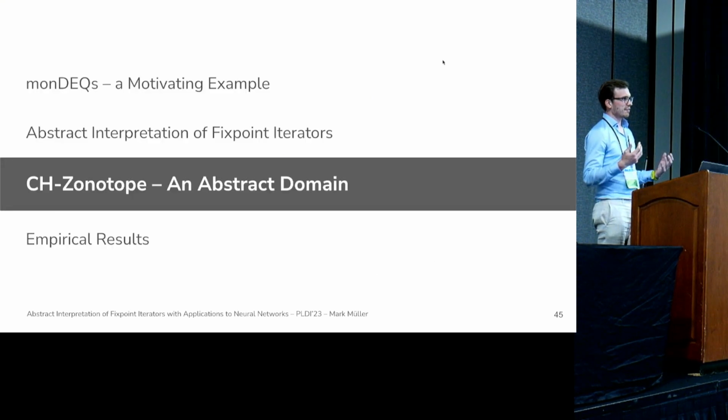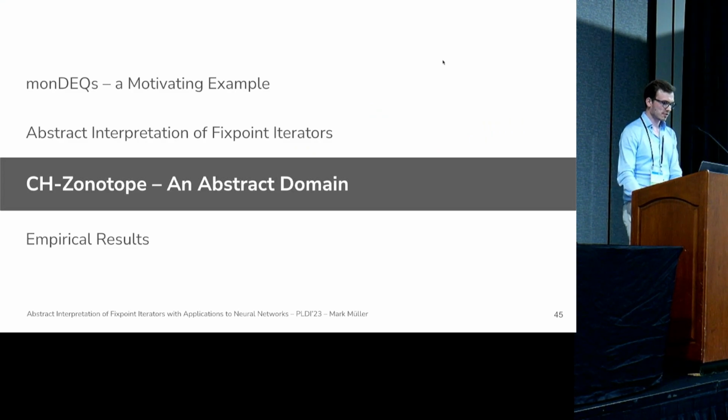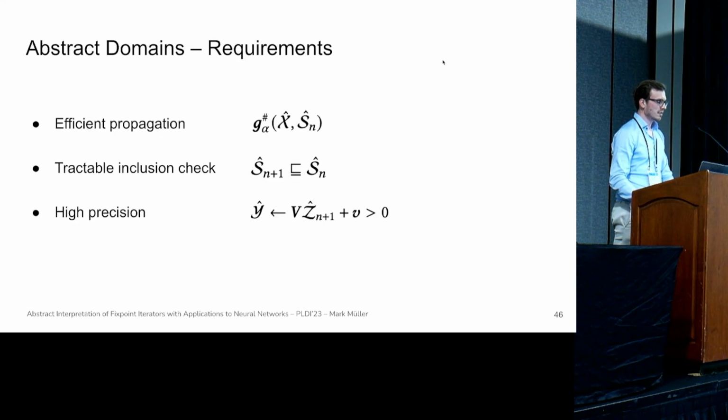And now that we have this general framework for how we can abstract fixed point iterators with uniqueness and convergence guarantees, let us try to instantiate it with an abstract domain. For this, we require the abstract domain to support efficient propagation through our abstract iterator, as we need a couple of hundred iterations for most properties. It needs to support tractable inclusion checks, as each of these iterations includes an inclusion check, and it needs to be sufficiently precise to enable us to certify the properties of interest.